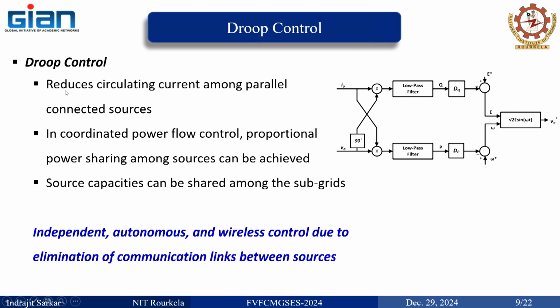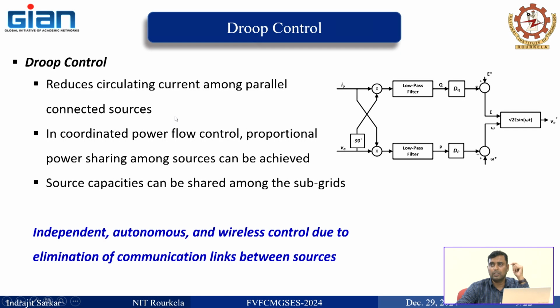Droop control reduces circulating current among parallel connected sources. As I told you, we cannot make it zero, but it reduces the circulating current. So coordinated power flow and proportional power sharing among sources can be achieved using droop control.